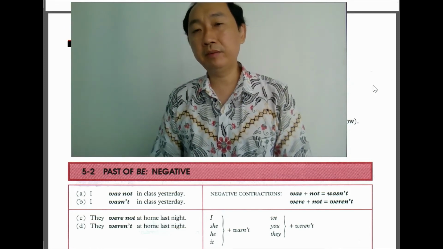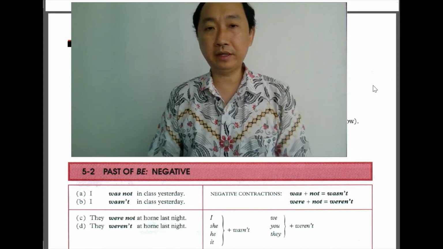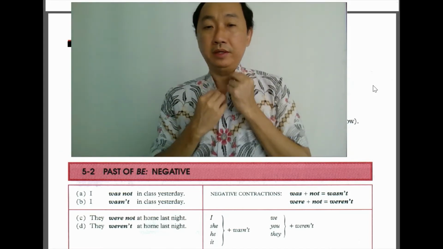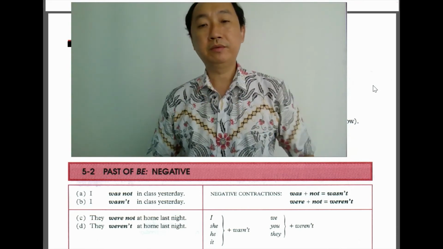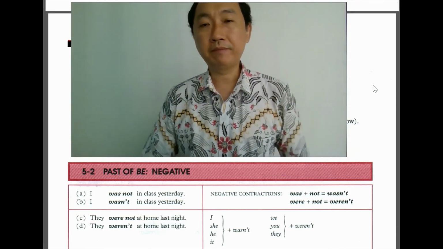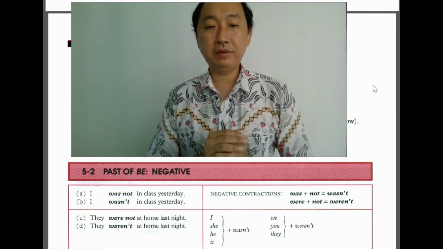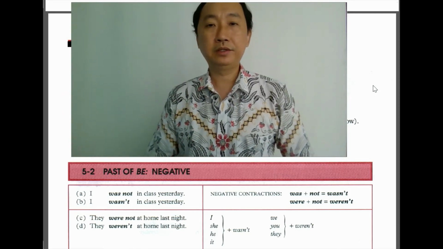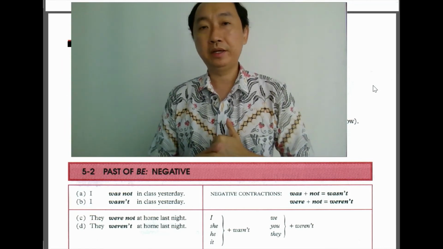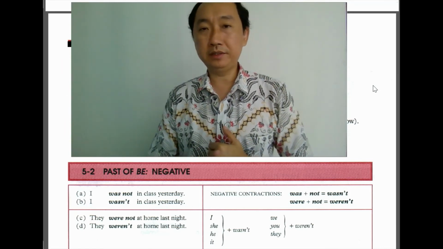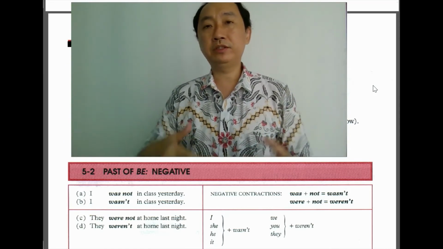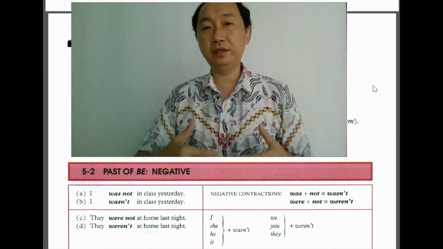Yeah, so a negative verb is used when the information is not correct, when the information is not true. So we use negative verbs. For example, I wasn't in class yesterday, not "I'm not in class yesterday." So I wasn't in class yesterday, or I was not in class yesterday. The short form is much more frequently used than the long form.